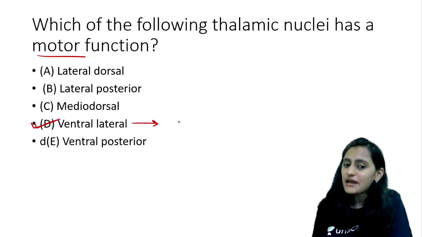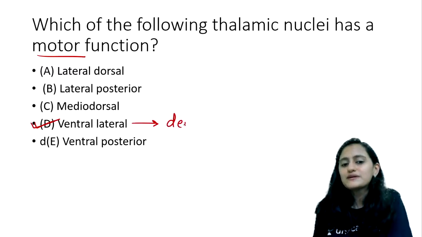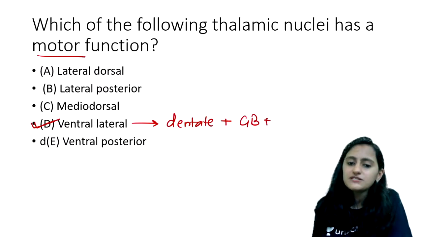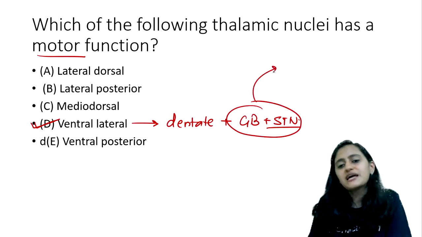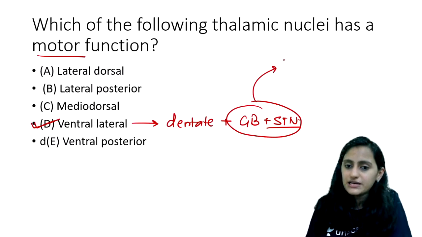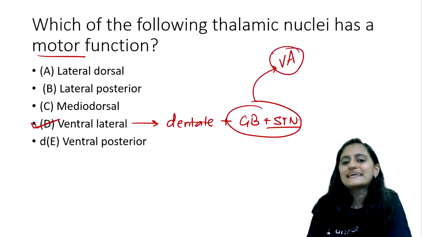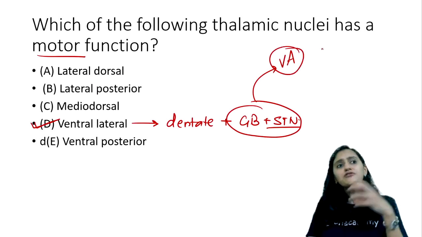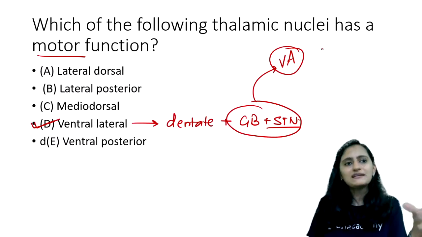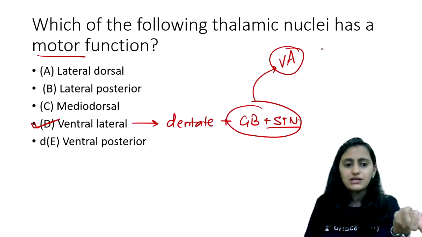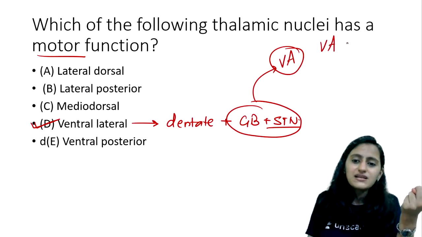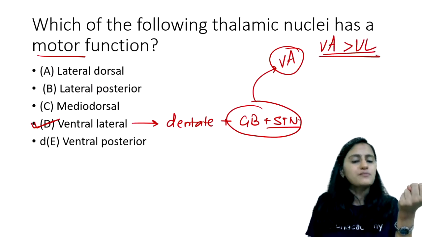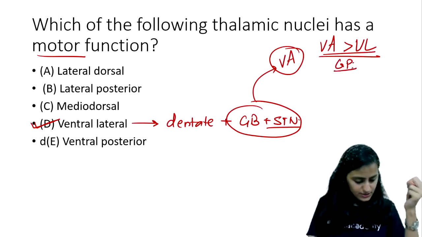Ventral lateral receives fibers from where? Very important, we said, remember the dentate from the cerebellum, plus also the globus pallidus and the substantia nigra. Globus pallidus and substantia nigra also go to which other nucleus? Ventral anterior. So if you get the question in the exam that globus pallidus gives output to which thalamic nucleus, and you have both ventral anterior and ventral lateral in the options, ventral anterior would be a better option to mark for globus pallidus. All right.